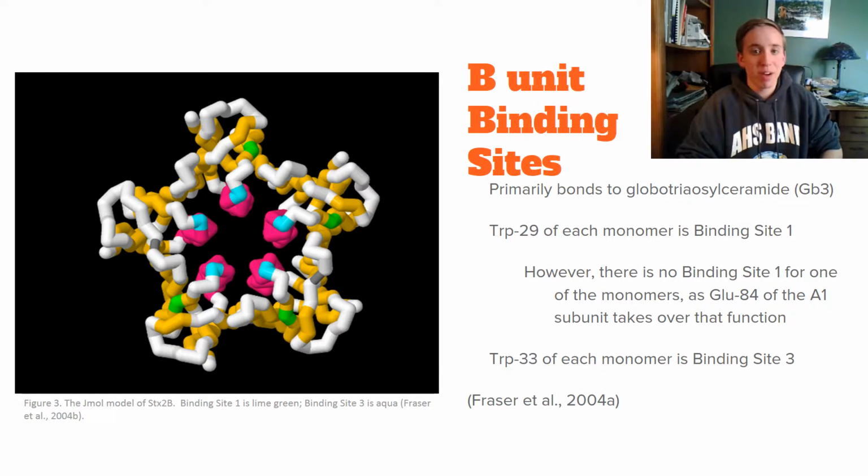The tryptophan amino acid at residue number 33 in each of the monomers is displayed in blue. This is binding site 3. Both binding site locations bond to GB3, or globotriaosylceramide, on the exterior of cell membranes.